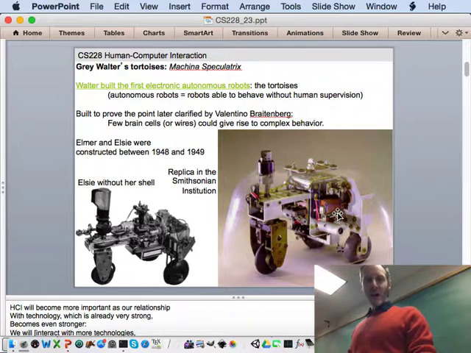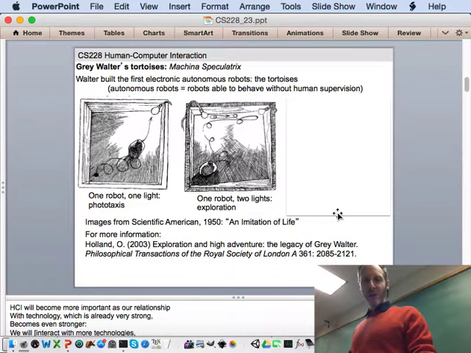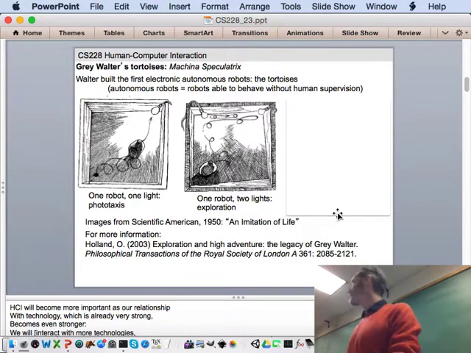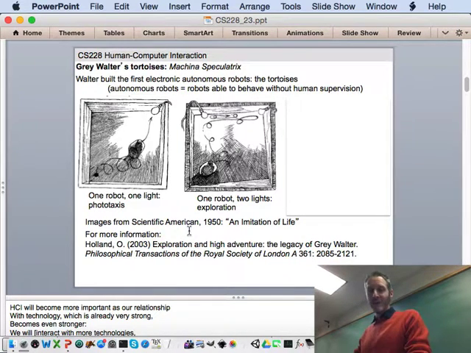Okay, so the reason I wanted to bring up Grey Walter's tortoises is, again, he anticipated Braitenberg by about 20 or 30 years. He wrote an article, a Popular Science article, in 1950 called An Imitation of Life, and again, this looks pretty familiar. Back then it was hard to take a photograph and put it in a magazine.